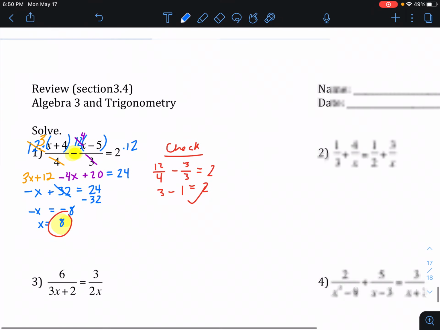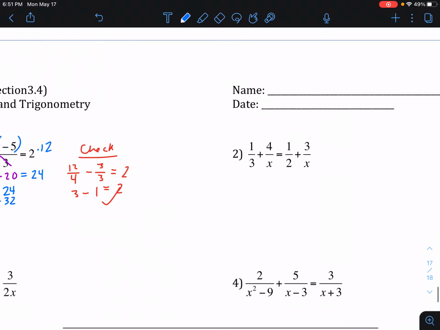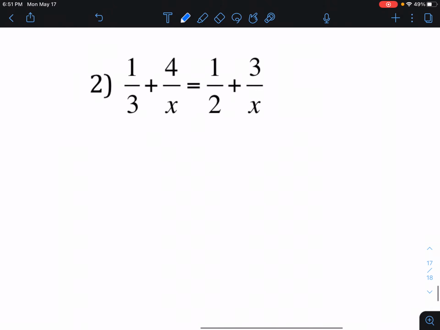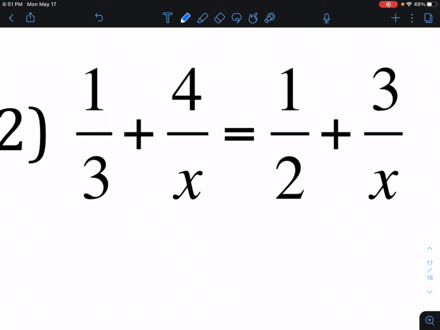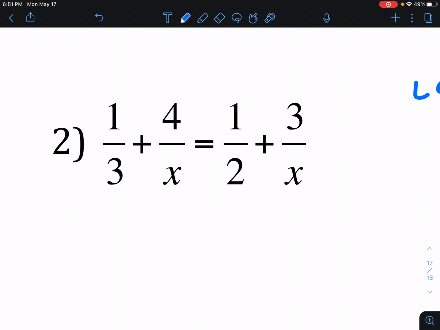Okay, let's go ahead on number 2. We have 3x and 2 and another x. My LCD here is 3 and 2, which is 6. And there's just a single x for each of them, so just make your LCD a single x. So LCD is 6x, so everything will multiply by 6x.